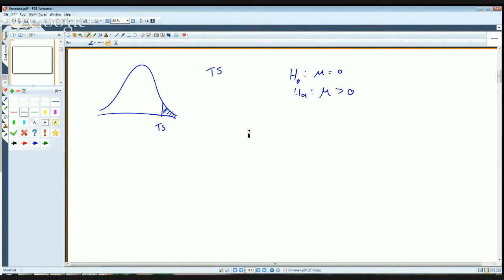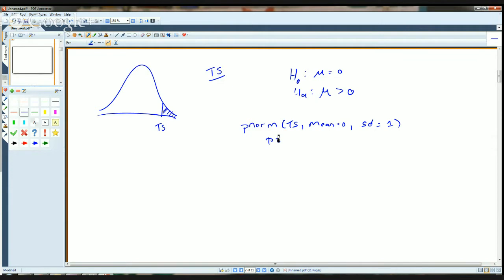So if this was a normal calculation, it would be pnorm of our test statistic in R. You don't actually have to put in the mean, it assumes this, but let's just put it in anyway: mean equals 0, SD equals 1, in the event that this test statistic follows a normal distribution under the null hypothesis. If it follows a t-distribution under the null hypothesis, you would put pt there. If it followed whatever distribution, you would put that there.